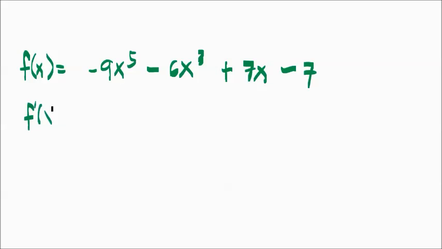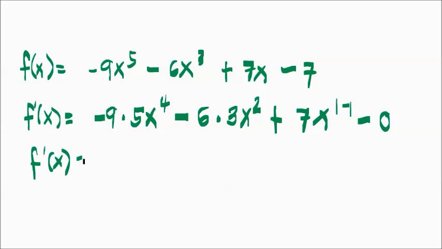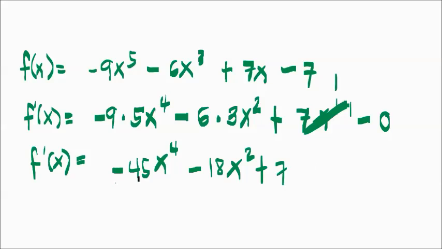So f prime x is equal to, for this one, negative 9 multiplied by 5, x raised to 4, because 5 minus 1 is 4, minus 6 multiplied by the derivative of this, 3x squared, because 3 minus 1 is 2, plus 7x raised to 1 minus 1, and then minus, the derivative of a constant is 0. So we just simplify this one, f prime x is equal to negative 45x raised to 4, minus 18x squared, plus 7, because this one is equal to 1. So this is your final answer.